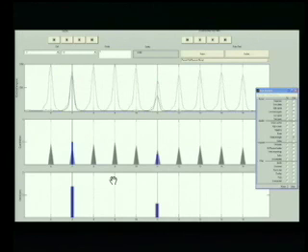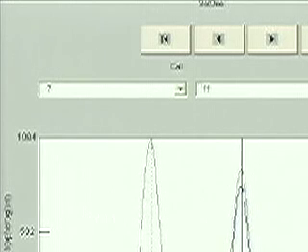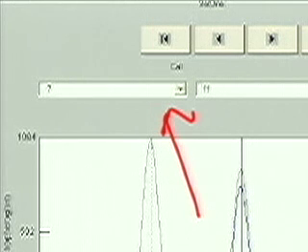Another feature with Cybergenetics True Allele System 2 is in this top section, where we can look at the particular allele calls that are made. So if I look at this 7 and 11, those are the particular allele calls that have been made in this sample. If I would like to change those allele calls, I can go in and modify that with this drop-down menu.